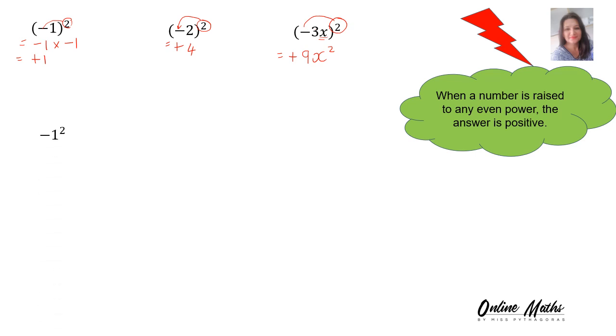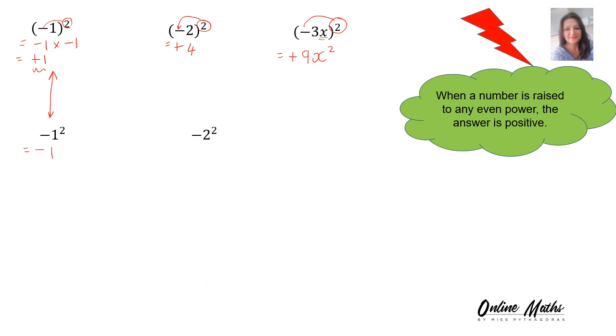Now you must be very careful. This one's answer, you just write down the minus and then 1 squared is 1. Can you see the difference with the bottom one and the one on top there? When it's in a bracket, (-1) squared, then the minus becomes a positive. But if there's no bracket, the minus stays and it's just 1 squared.